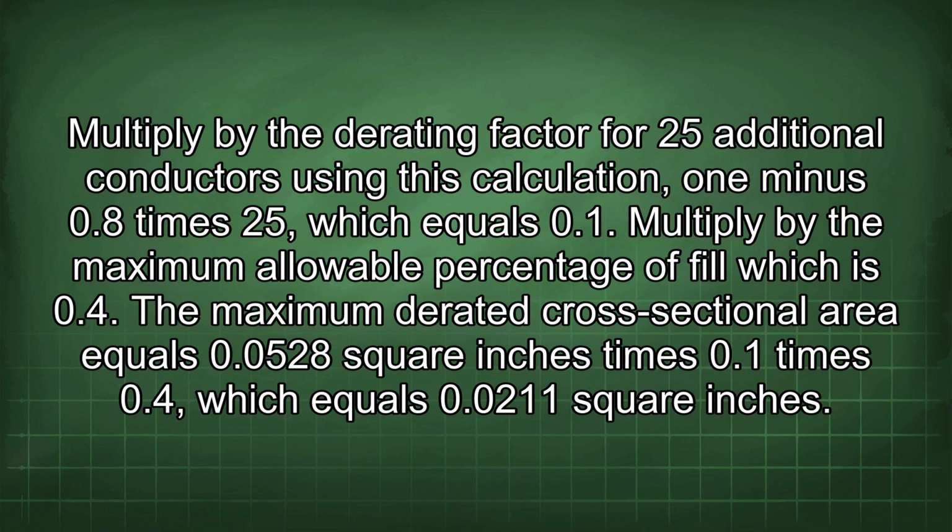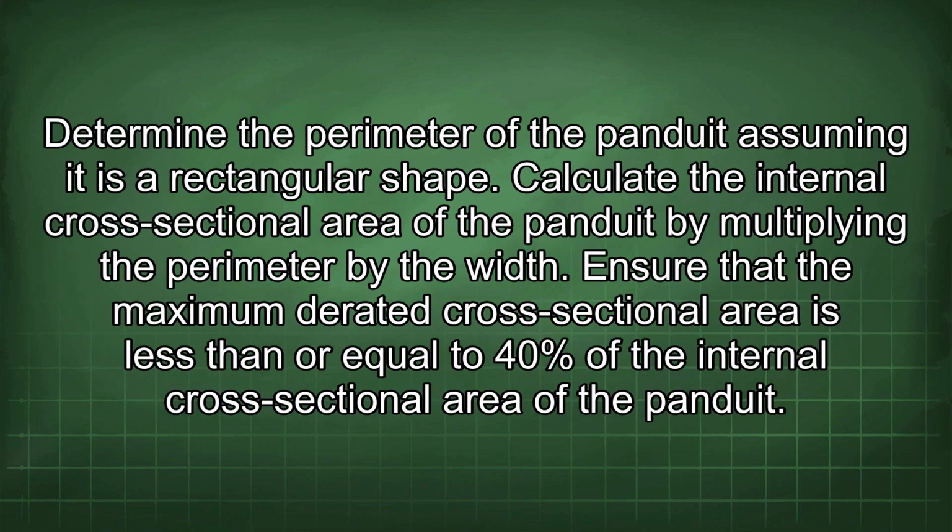Multiply by the maximum allowable percentage of fill, which is 0.4. The maximum derated cross-sectional area equals 0.528 square inches times 0.1 times 0.4, which equals 0.211 square inches. Determine the perimeter of the Panduit assuming it is a rectangular shape. Calculate the internal cross-sectional area of the Panduit by multiplying the perimeter by the width.